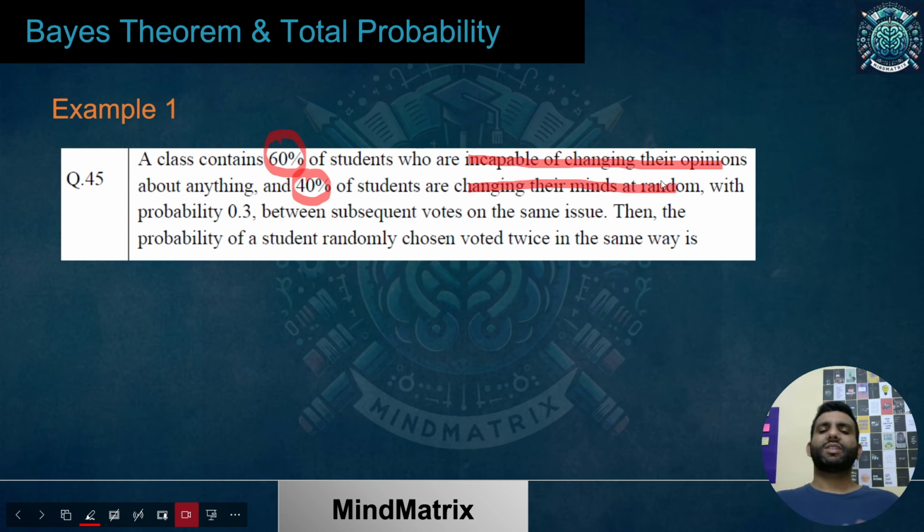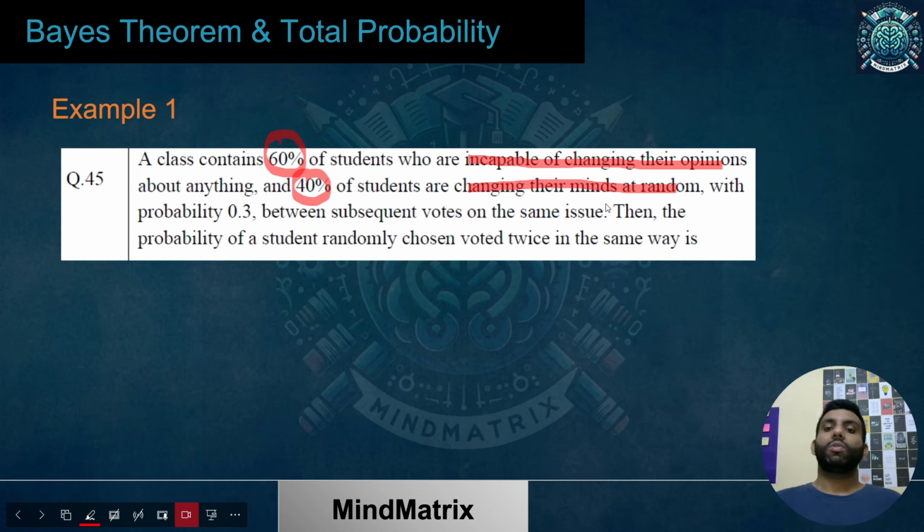If any student is being asked to present an opinion, 60% of students will stick to their opinion only. They won't be changing. If you just force them, or tell them any information, they would say, no, I would like to stick to my opinion, that's it. But 40% of students are a bit random. They can change their opinion anytime if they feel their opinion may or may not be correct.